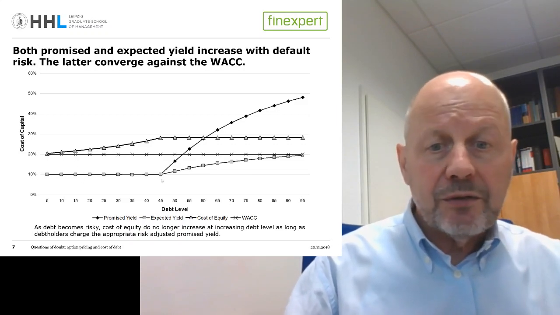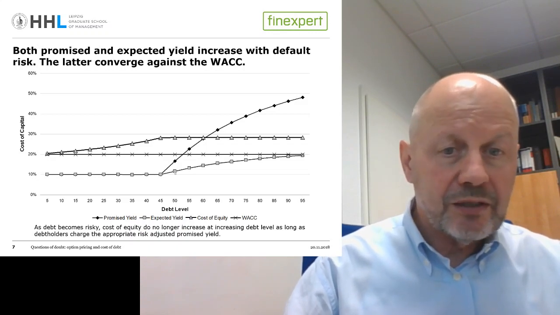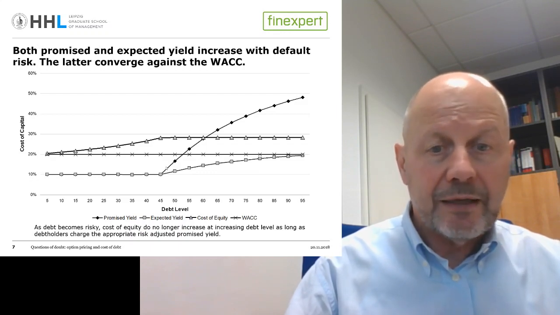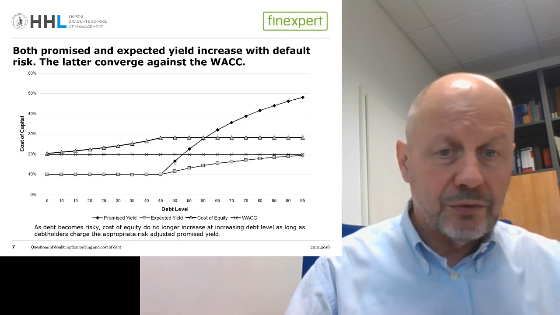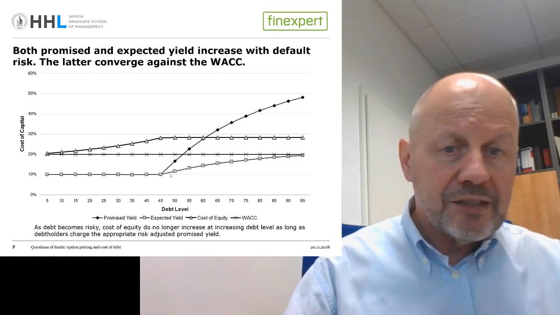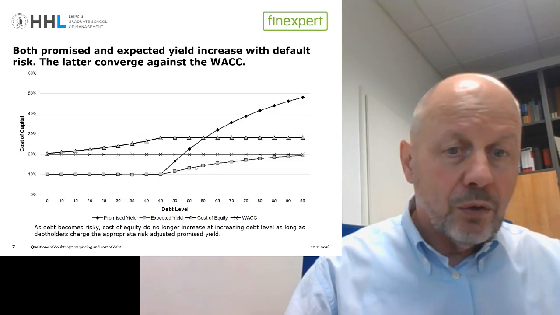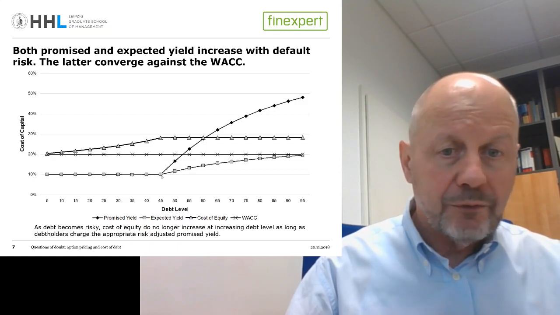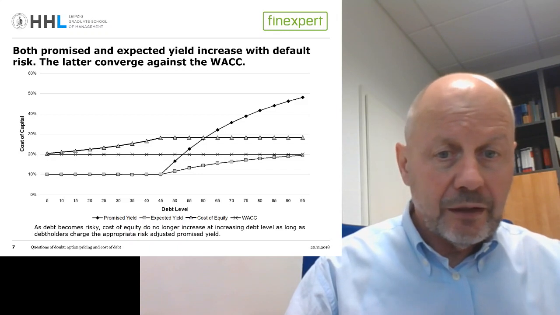But then you see when we step from 45 to 50, our debt becomes risky. And then several things happen. The first thing is, of course, that the debt holders adjust the promised rate of return, the promised interest rate. You see this line here. And the second thing is that the expected rate of return for our debt holders is also increasing, because the debt holders want a premium for the risk they have to carry if the debt turns risky.